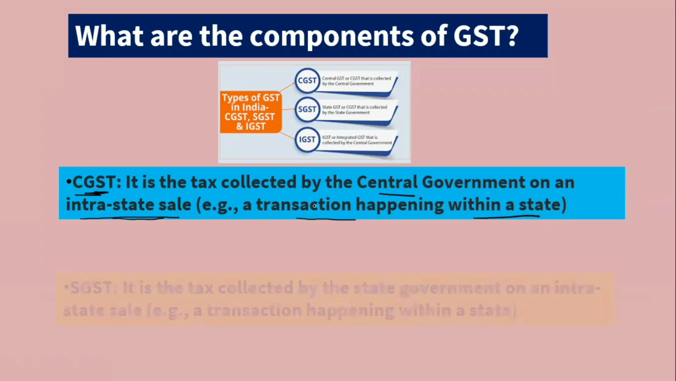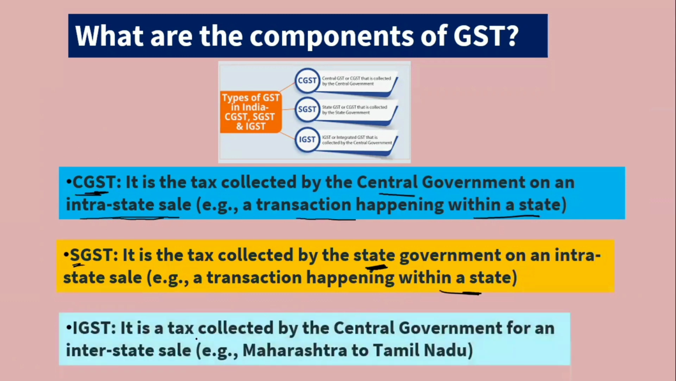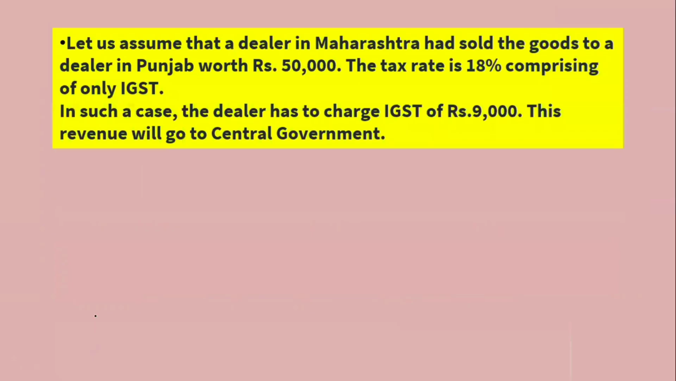And the next is SGST, which is the tax collected by the state government. S stands for state government service taxes. And this tax is applied for the transaction within the state. The next is IGST. So IGST is a tax collected by central government for an interstate sale. That is, for example, if we do the transaction between Maharashtra and Tamil Nadu, then the tax which is being collected is called IGST. Let's take some example.